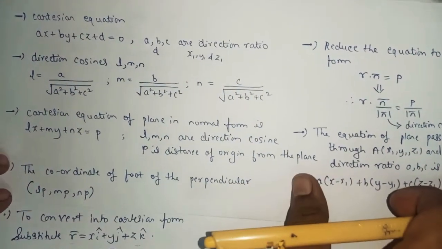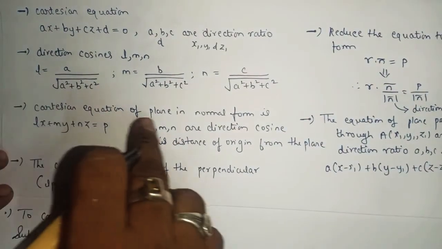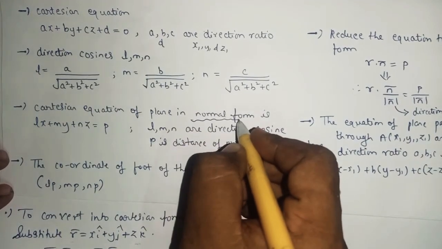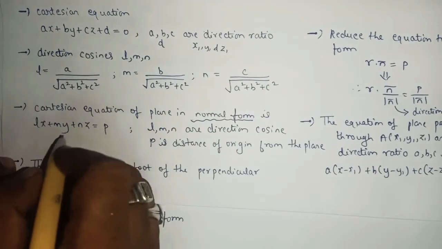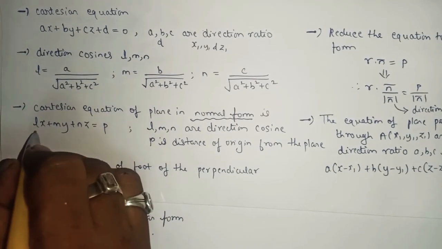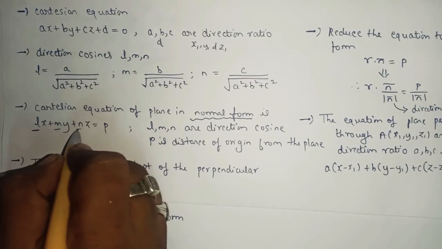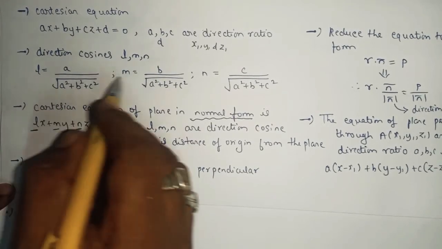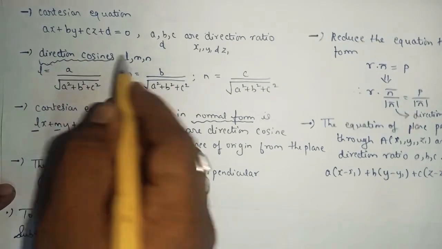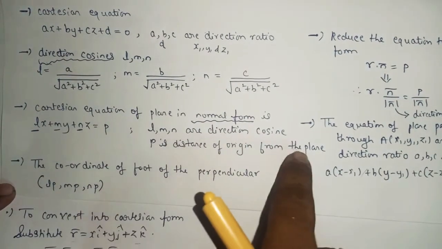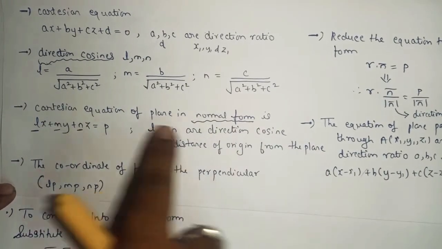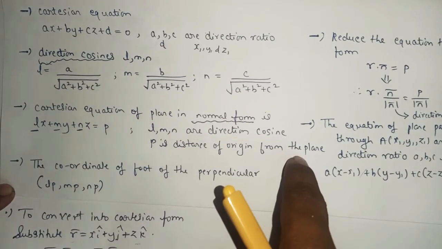Okay, so now after that there is one more formula: the Cartesian equation of the plane in the normal form. In the normal form, we write the Cartesian equation of the plane as lx plus my plus nz equals p, where small l, m, n, which I just explained, are known as the direction cosines. And what is p over there? p is the distance of the origin from the plane.